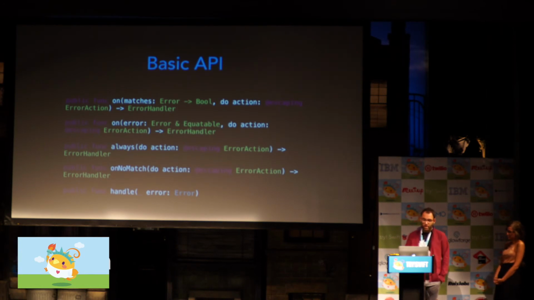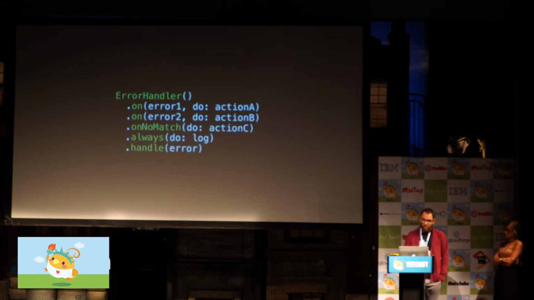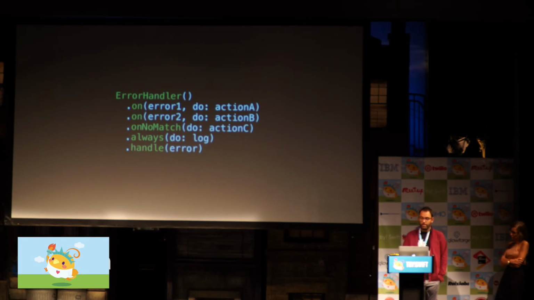There are also many variants of the onMatchesDo action that help us deal with most common errors. One of them, for example, is this one here that helps us deal with equatable errors. So describing error handling rules looks like this. It's a simple chain. It starts with adding the rules with each on method, and then ends with the handle method that actually handles the error.